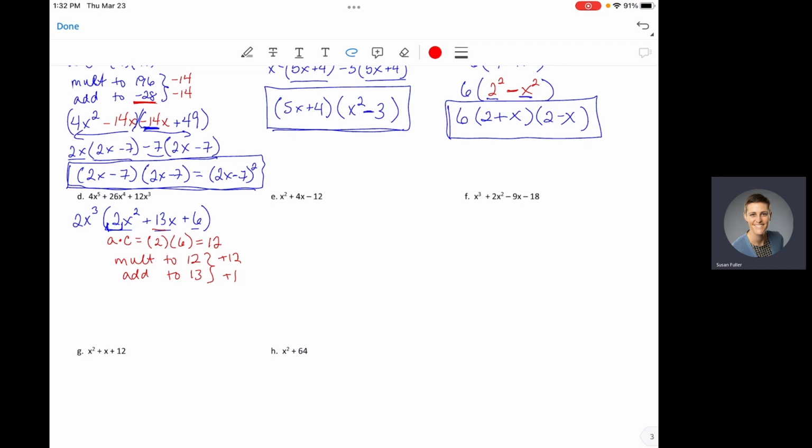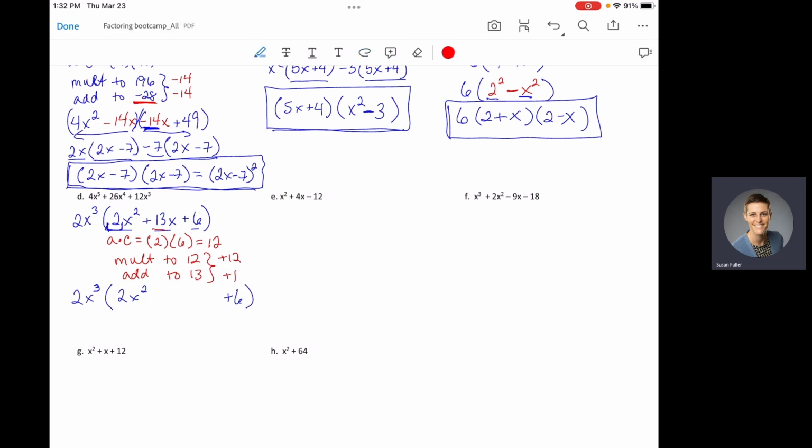Because A is not 1 here, I'm going to use those two numbers to split my middle term. Again, nobody gets left behind, so 2x to the third is still here. And then when I split my middle term, my 2x squared stays, my plus 6 stays, and I'm going to use those two numbers that I found, my plus 12 and my plus 1, to split my middle term, which is that 13x, into plus 12x plus 1x. And now inside the parentheses, I've got 4 terms. We're going to chop this in half and factor by grouping.